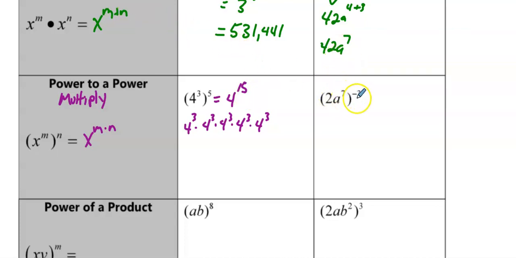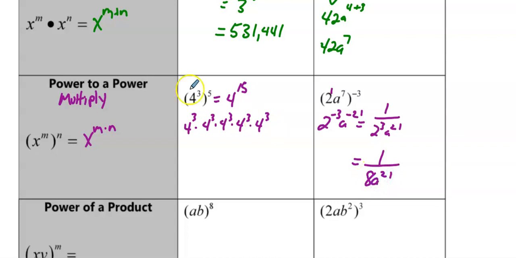Okay? Here, the exponent will apply to each factor within the parentheses. So this is 2 to the negative 3 because this is understood to be 1, and a to the negative 21st. So changing the attitudes, this becomes 1 over 2 cubed a to the 21st, which is 1 over, again, multiply that 2 cubed out, 8, a to the 21st.